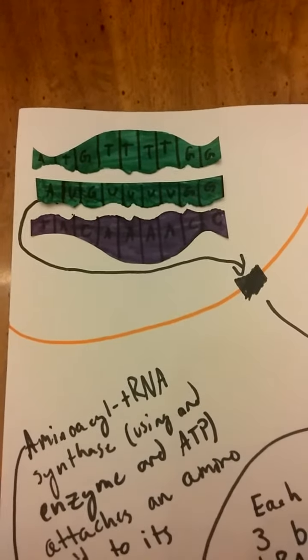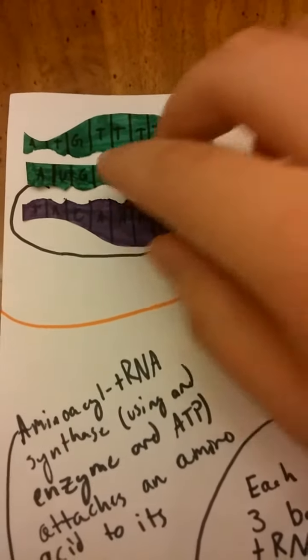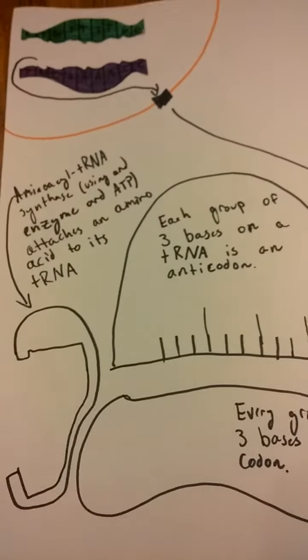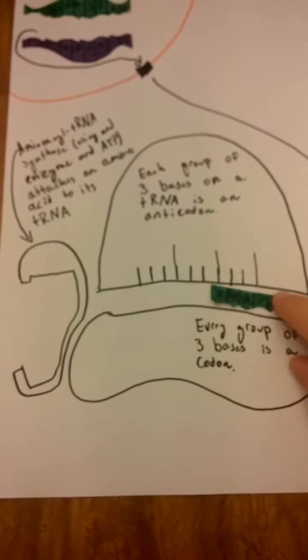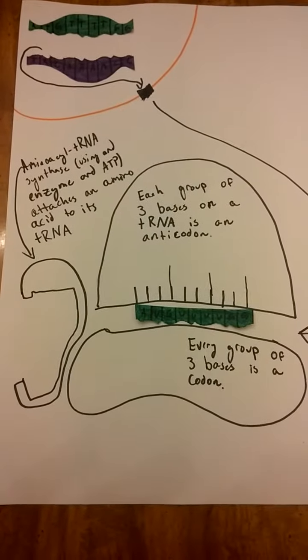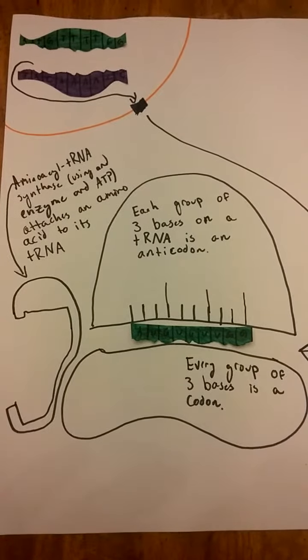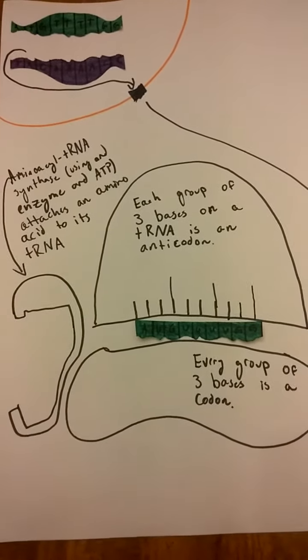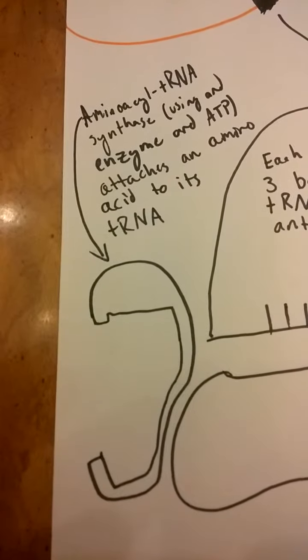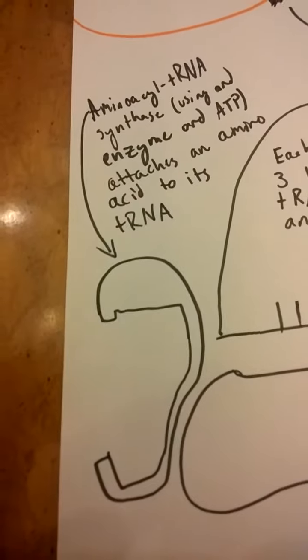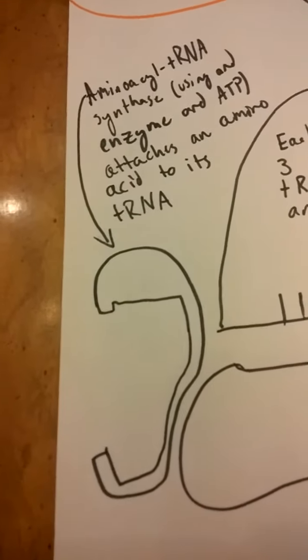The mRNA moves through the nuclear envelope and into the ribosome. The mRNA must enter the ribosome 5' end first. Aminoacyl tRNA synthetase uses an enzyme and ATP to attach an amino acid to its tRNA.